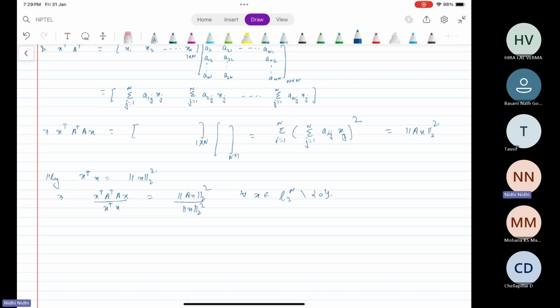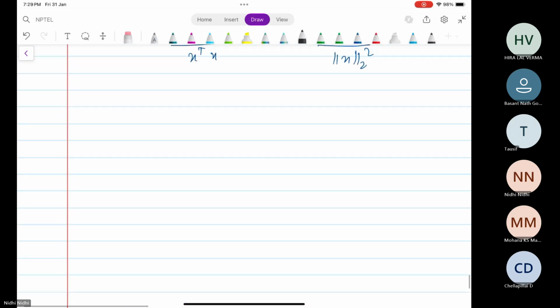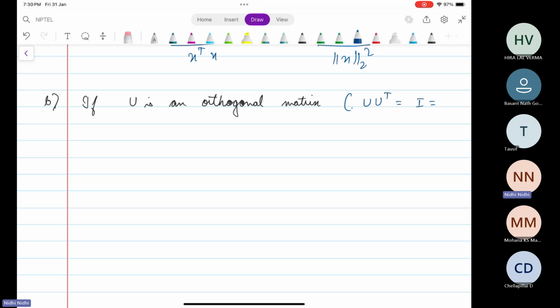So let's move to its second part, Part B. If U is an orthogonal matrix. So can anyone tell me what we mean by an orthogonal matrix? What special property does it hold? For an orthogonal matrix we have U transpose U is equal to identity. So basically its transpose is its inverse.